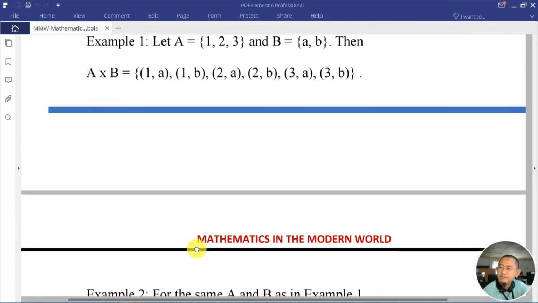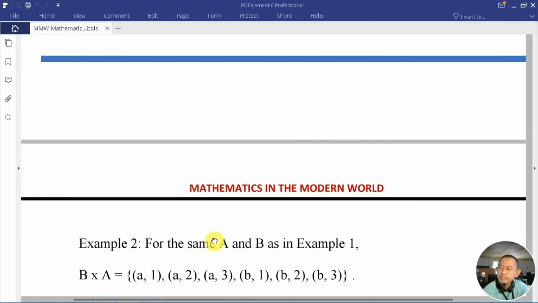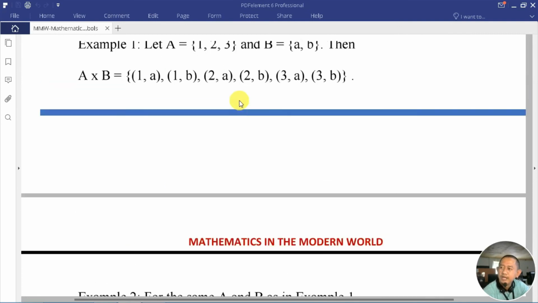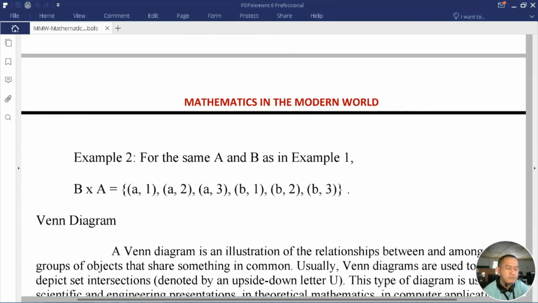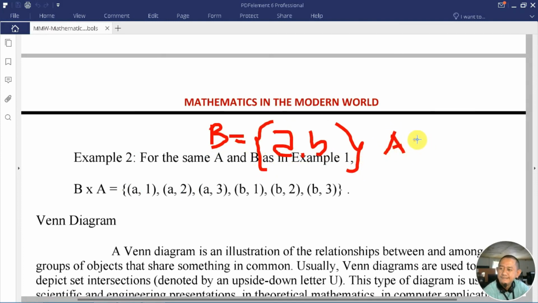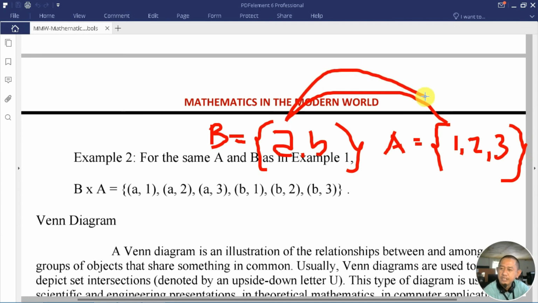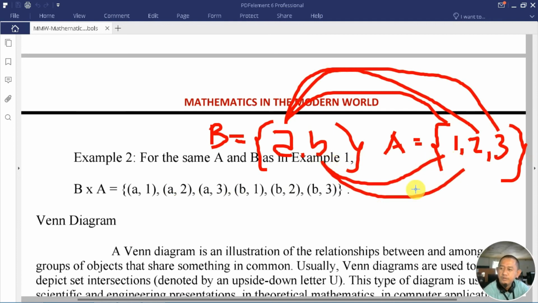For example, let's reverse this. Here, we have B, same as B in example number 1. So, let's reverse it. We have a1, a2, a3. Your B is a and b, and your A is 1, 2, and 3. So, you start with a1, then next is a2, then a3. Then next is b1, b2, and b3. So, it's that easy.